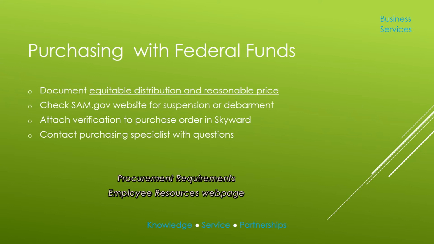One method for doing this is to check the sam.gov website. This is not the most user-friendly website, so if you're having issues locating the vendor, please contact the purchasing specialist for assistance. Other options for checking for suspension and debarment are requesting a suspension and debarment certification form from the vendor or requiring the vendor to sign a clause on our purchase order.